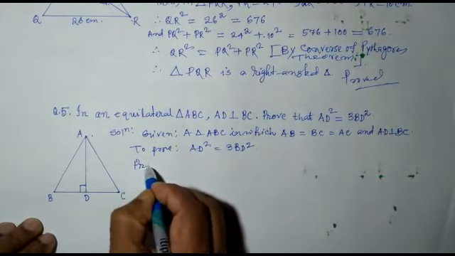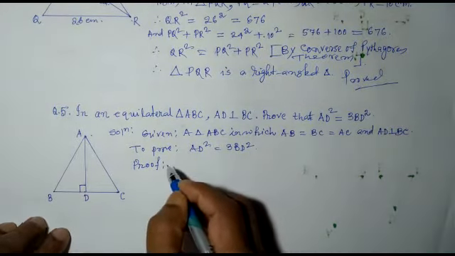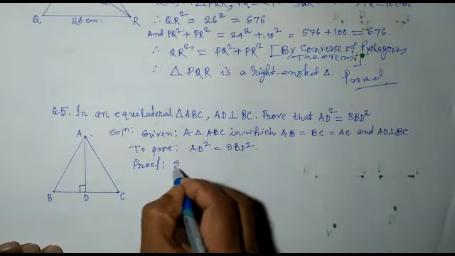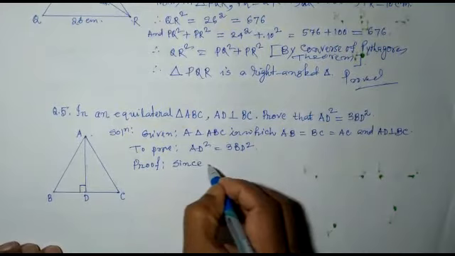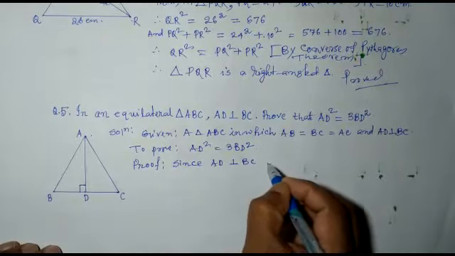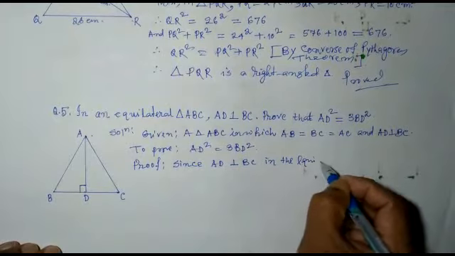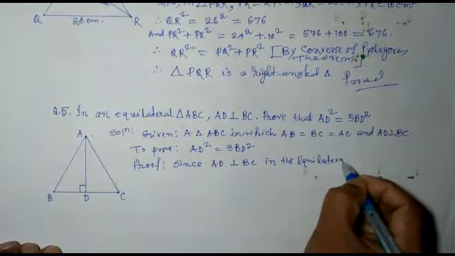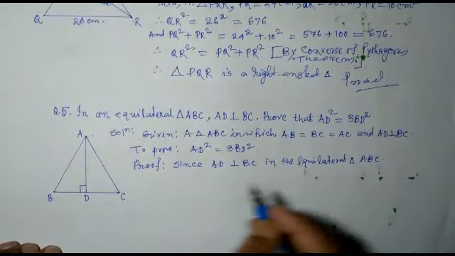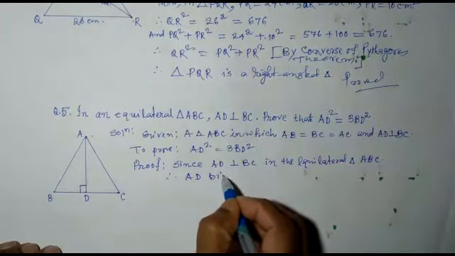Now see the proof. In the proof, ABC is an equilateral triangle and AD is perpendicular on BC. So we can write, since AD is perpendicular on BC in the equilateral triangle ABC, what will happen? This AD will bisect BC. AD bisects BC.